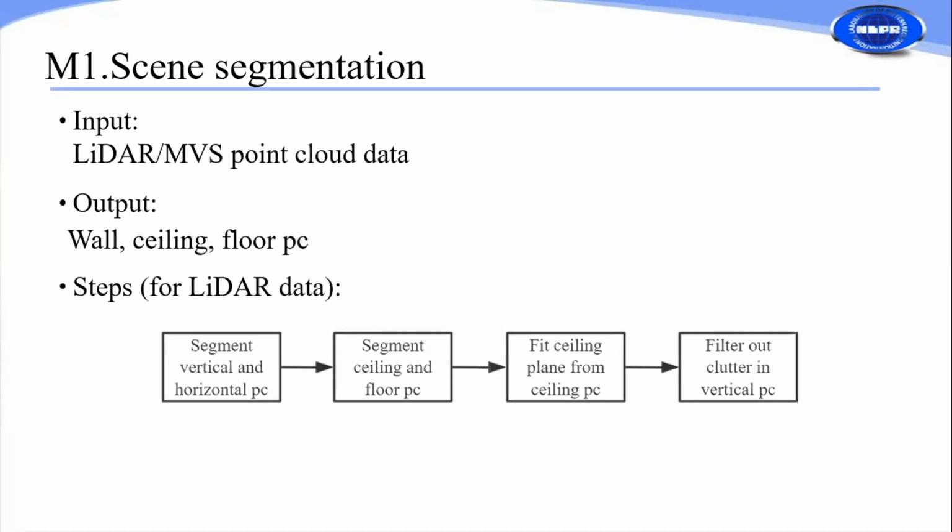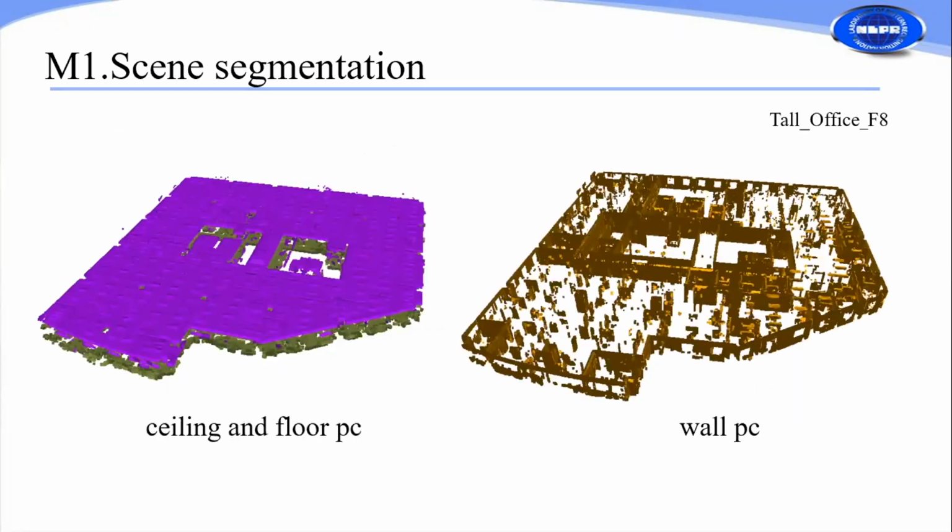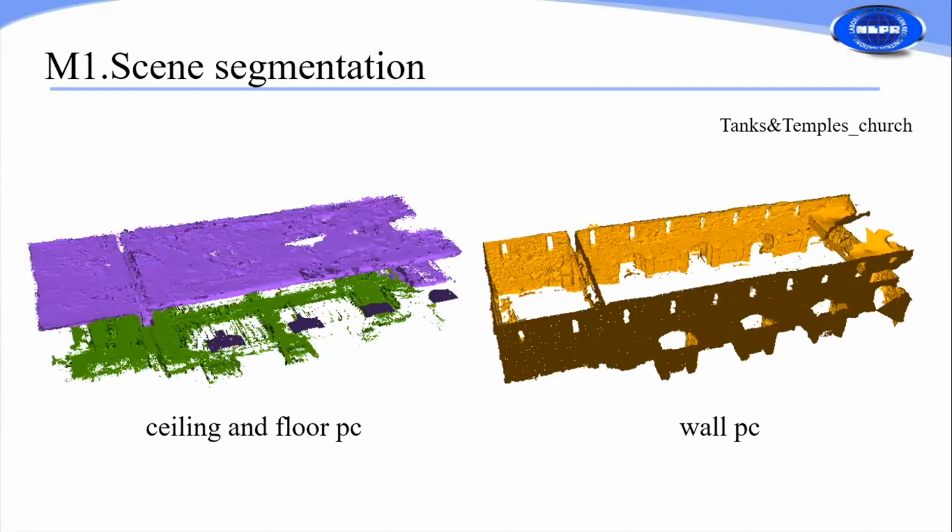Then we fit the ceiling plane from the ceiling point cloud using RANSAC and obtain its height. Finally, we filter out clutter in vertical point cloud according to this height and obtain the wall point cloud. These are some examples of our segmentation results on the challenge dataset, Tall Office Floor 8, and a public dataset, Tanks and Temples Church.